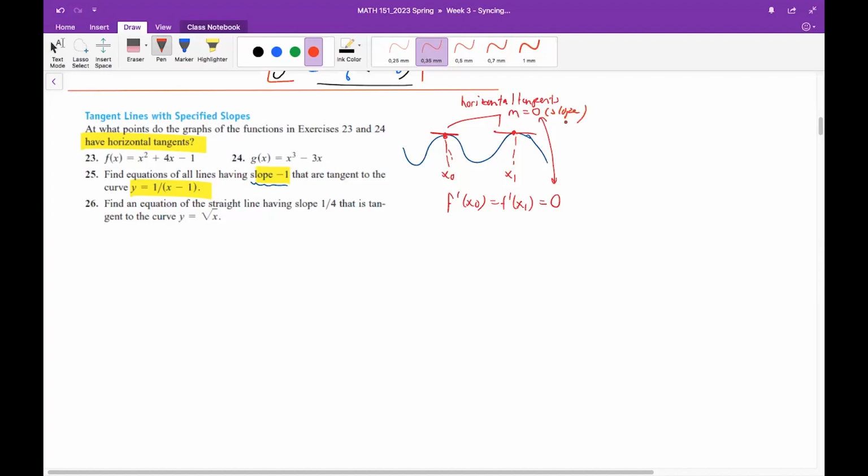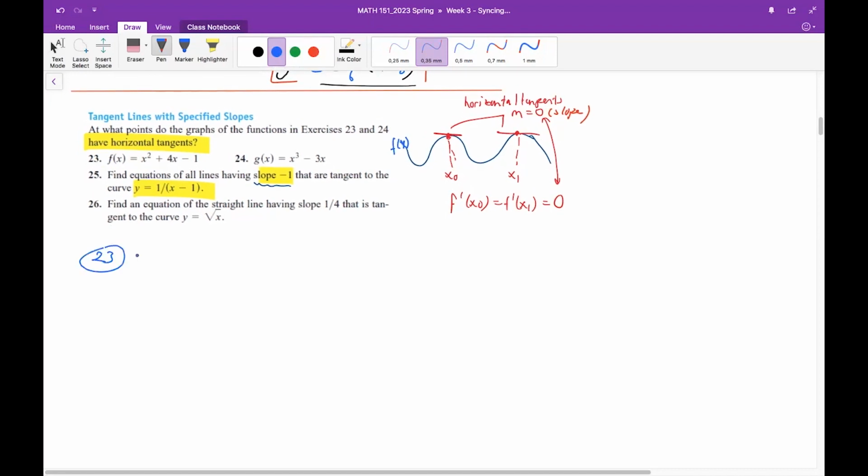Since the slope is 0, this geometric thing is directly related to the first derivative. So the first derivative of your function will be 0 at the x0 and x1 points, okay? Where this is your curve, this is our f of x curve. Okay, so what do we want? For 23, we want the points on this curve at which we have horizontal tangents. So we will search for the points where the tangent line is horizontal. So where the first derivative is 0.